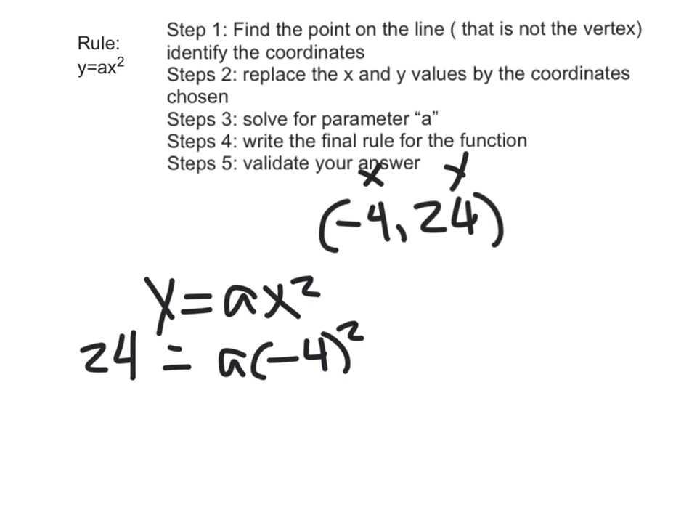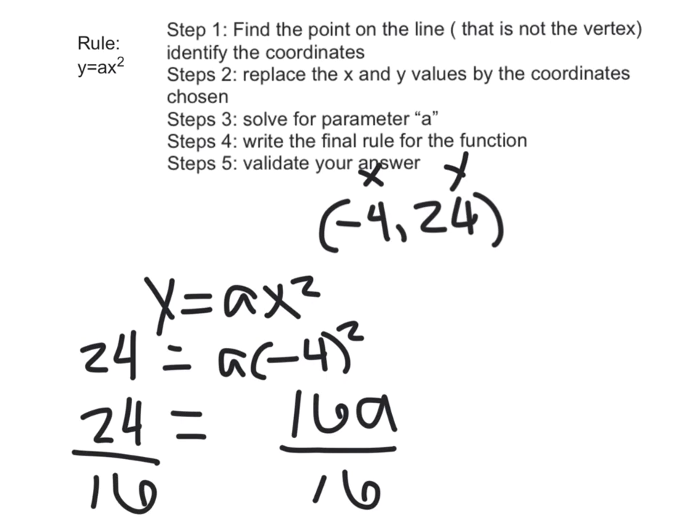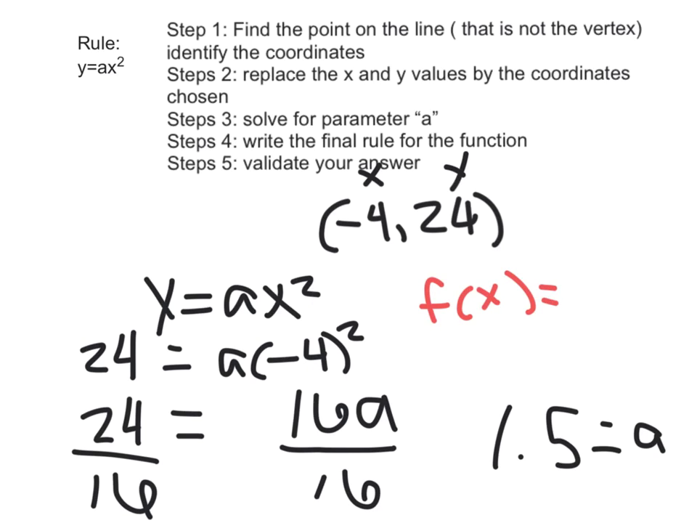Now we are going to do negative 4 to the power of 2, and that equals 16. And then it's going to equal 16a, and we're going to bring the 24 down. Now we're going to divide 24 by 16 to get a alone, and a equals 1.5. We always want to give our answer in this form: f of x equals 1.5x squared.